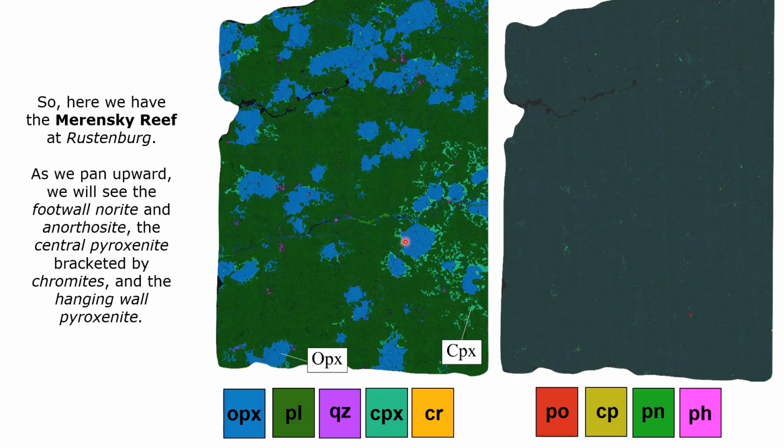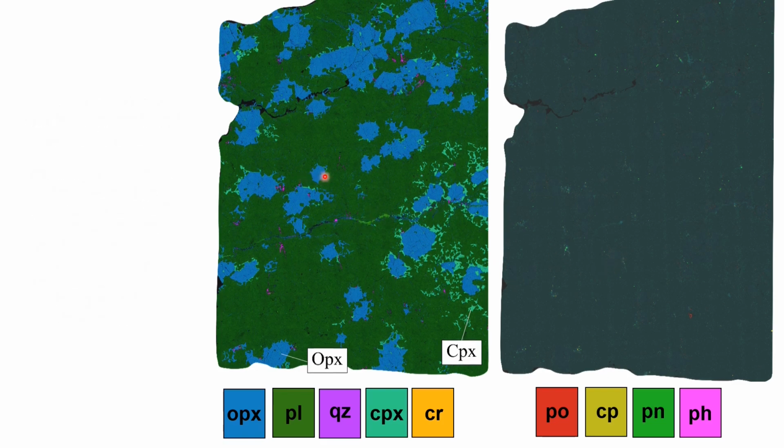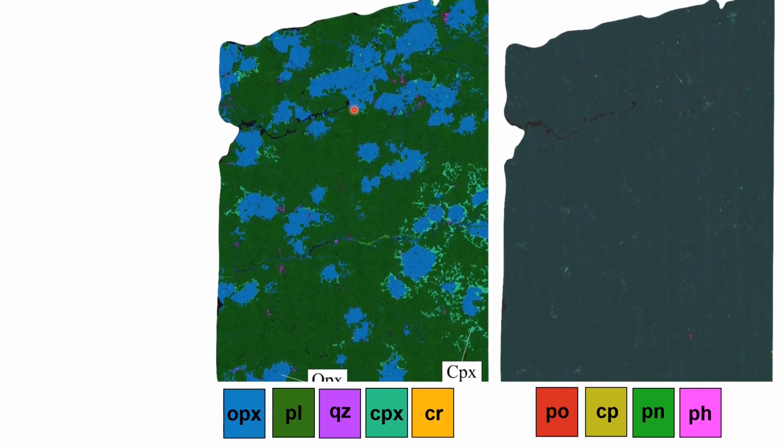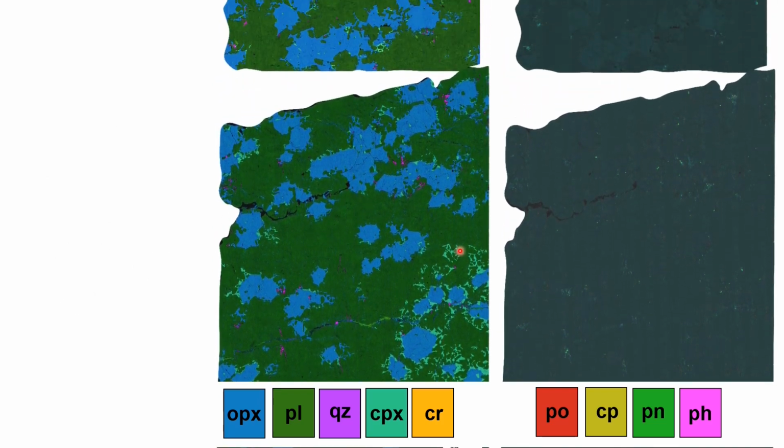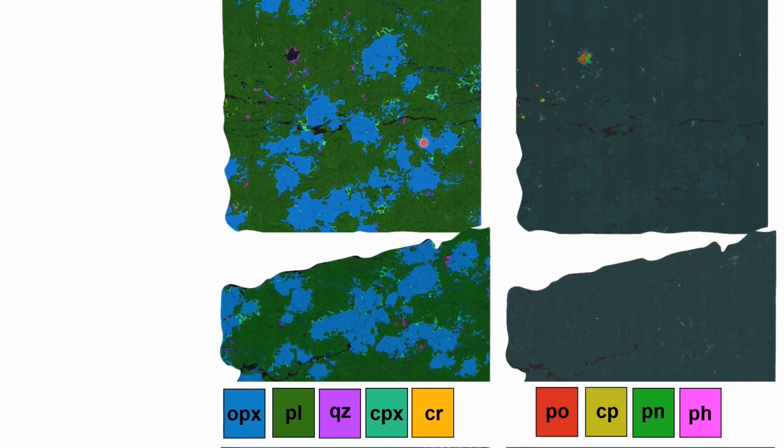So right now we're looking at element maps at the base of the Marinsky Reef at Rustenburg. To orientate yourself, the central map is going to show silicates and chromites as we pan upwards, and the map to the right is going to show accessory phases, primarily sulfides and phlogopite. So right now we're looking at the footwall norite. We can see these dark blue orthopyroxene oikocrysts that are partially to completely rimmed by clinopyroxene.